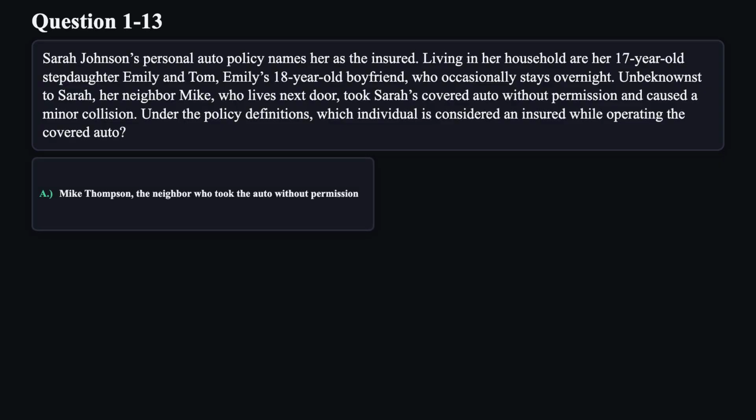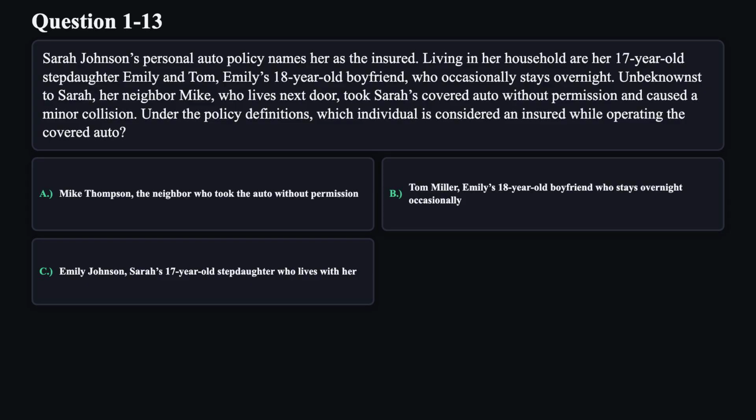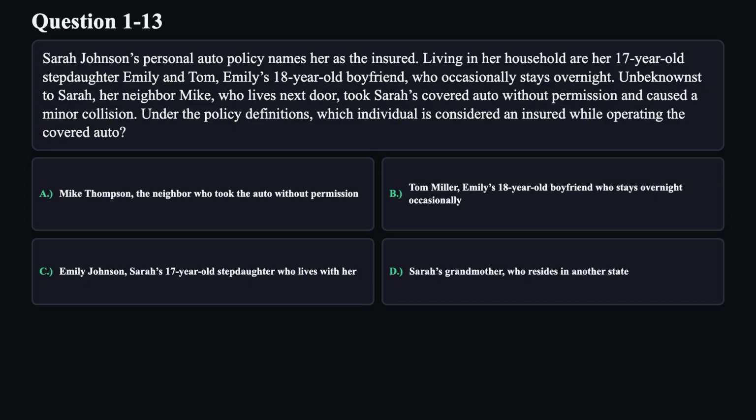A. Mike Thompson, the neighbor who took the auto without permission. B. Tom Miller, Emily's 18-year-old boyfriend, who stays overnight occasionally. C. Emily Johnson, Sarah's 17-year-old stepdaughter who lives with her. D. Sarah's grandmother who resides in another state.